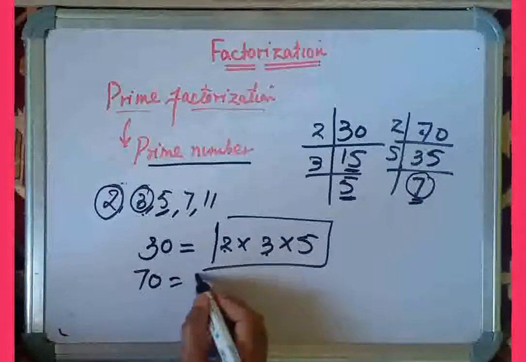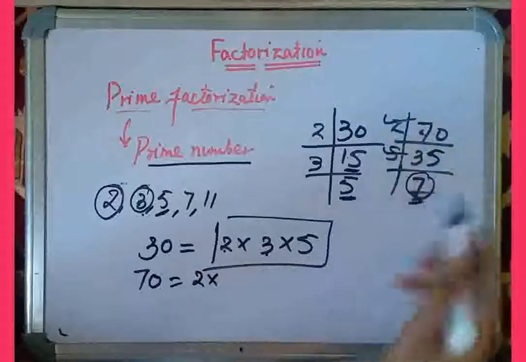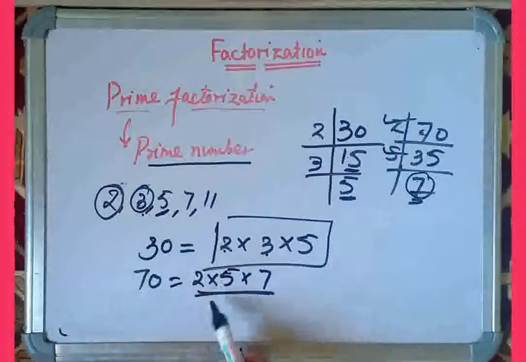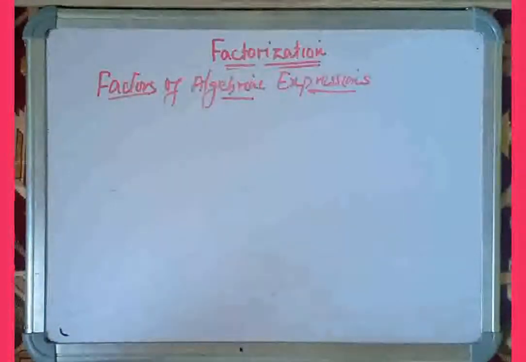So the prime factors of 70 are 2 into 5 into 7. So these are the prime factors of 70. 2 5s are 10, into 7, this is called 70. Right now, let's try to understand how we can obtain the factors of an algebraic expression.